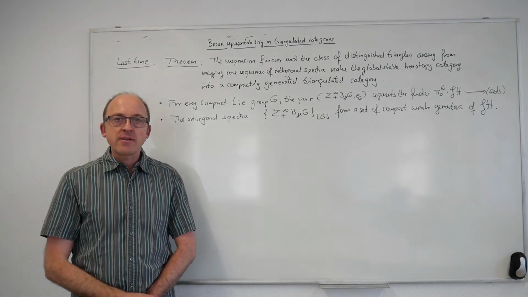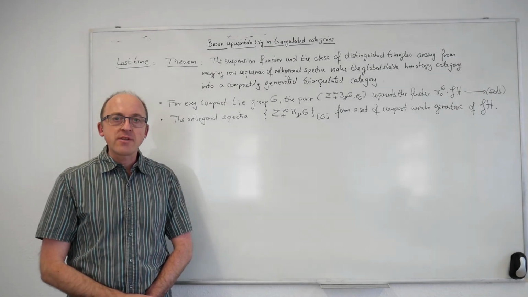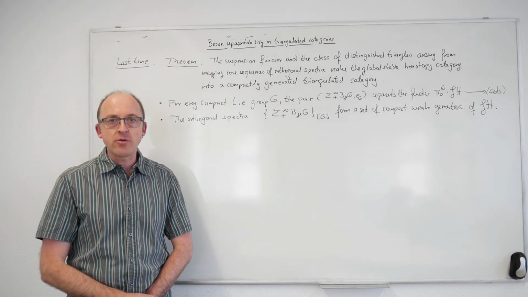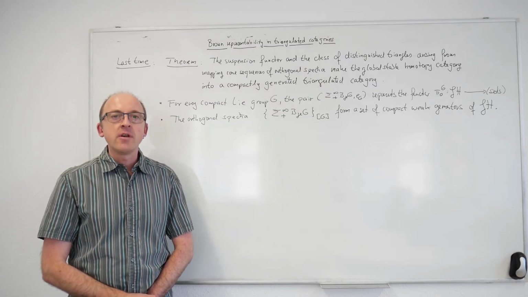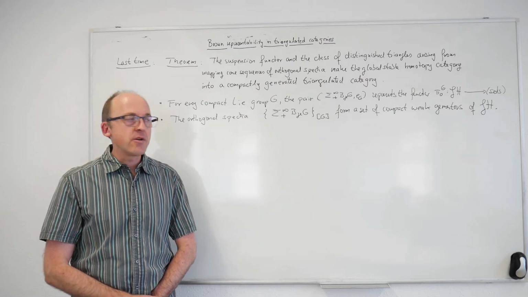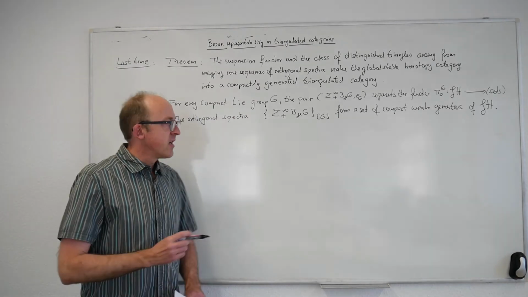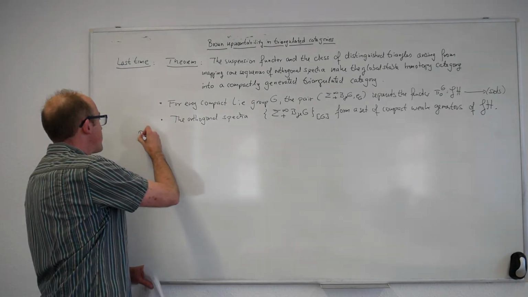Today I want to explain some interesting formal consequences of being compactly generated that are often summarized under the name of Brown representability. But before I get to that, I want to tell you another interesting fact, which comes from the fact that it's compactly generated. And this is a general proposition.